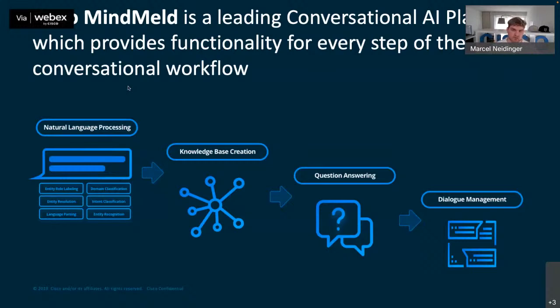Question answering: I pose a question to the system and the system is able to, based on the knowledge base we previously created, answer that question. And dialogue management. So how does the user flow through your dialogue in time? Remember that example with the Cobb salad, that there is a different graph, a different way that the user can go from that part of the dialogue.